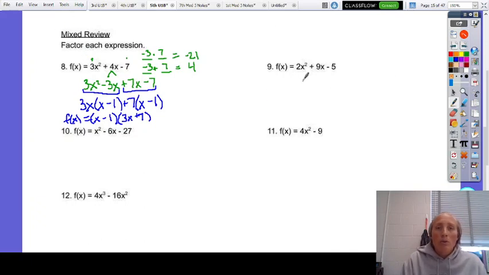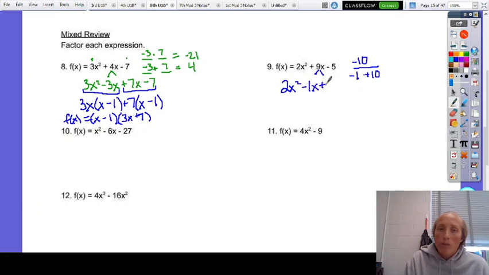Okay, if we go on to number 9, again, we have three terms. I look for a GCF. There is not one, so I go ahead and do the AC method. 2 times -5 is -10. I'm looking for numbers that multiply to -10 and add to 9. So maybe I realize it's going to be a 1 times 10, but I'm not sure negative positive. I want a +9, so I need that larger number to be positive and that smaller number to be negative. So if I split this middle term here, we end up with 2x squared minus 1x plus 10x minus 5.